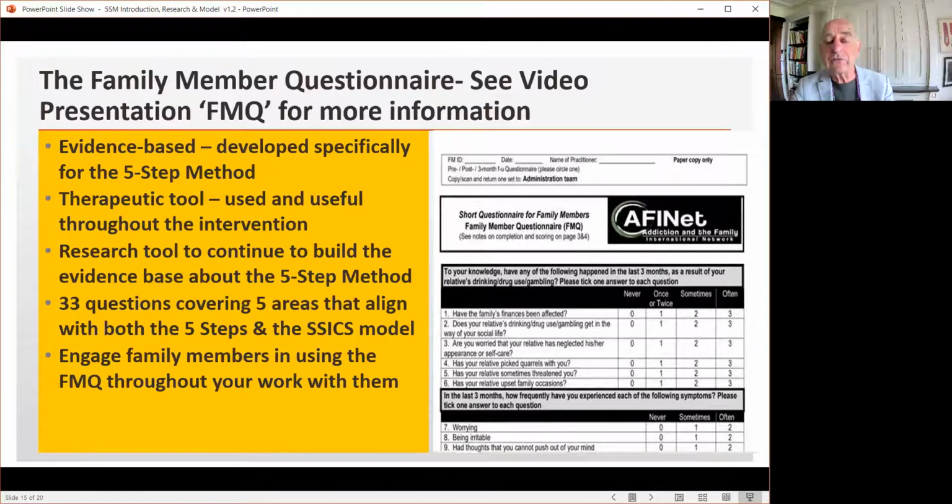It has 33 quite simple, quite short questions covering the 5 areas that align to both the 5 steps and the stress strain information coping support model. And we find that it's very helpful to engage family members in using the family member questionnaire throughout all of our work with them.